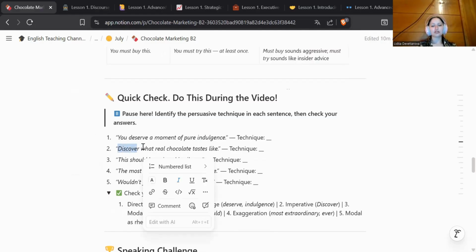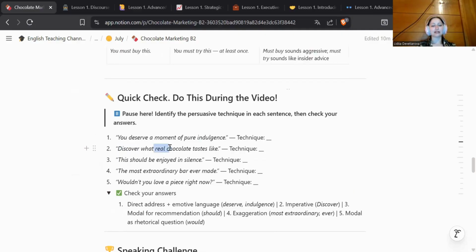Yep. And I would also say that that's an exaggeration. Real chocolate. Like, okay, yeah, so everything else is real chocolate. I mean, okay, yeah, not everything else, but quite a lot of products are real chocolate. But okay. This should be enjoyed in silence. Should. That's a modal verb.